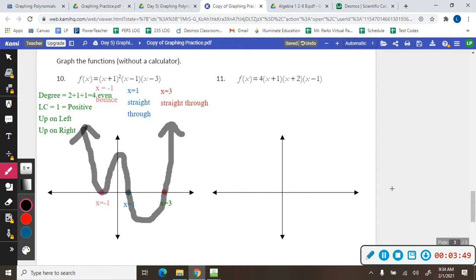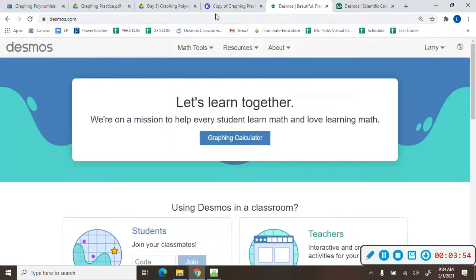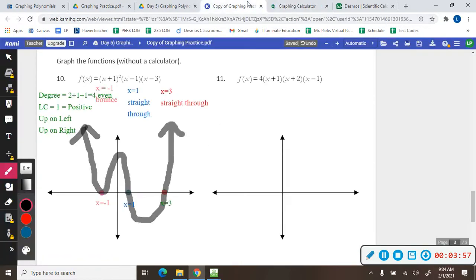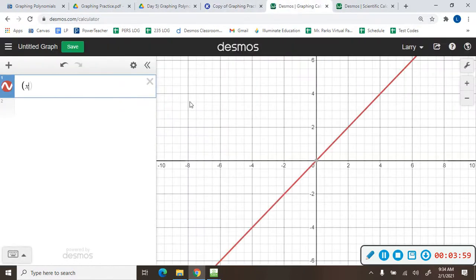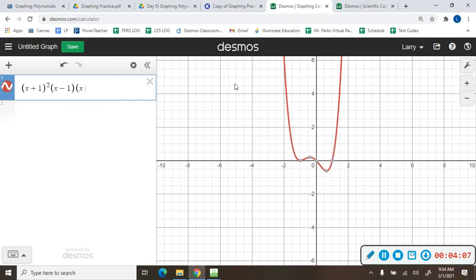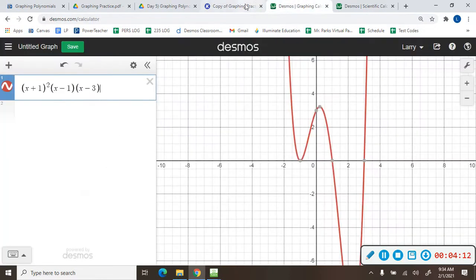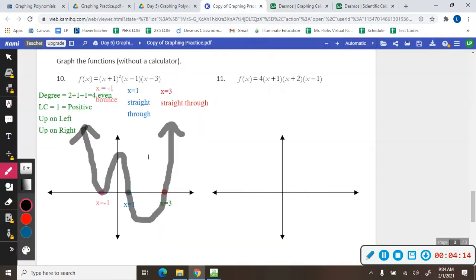Now let's go through and check our answer real fast. So if I type that in without the f of x, x plus 1 squared, x minus 1, x minus 3. Notice it doesn't look exact. Looks like I need to pull mine down further. But for the most part, it looks pretty much the same. It's just this comes down further, which we haven't talked about.